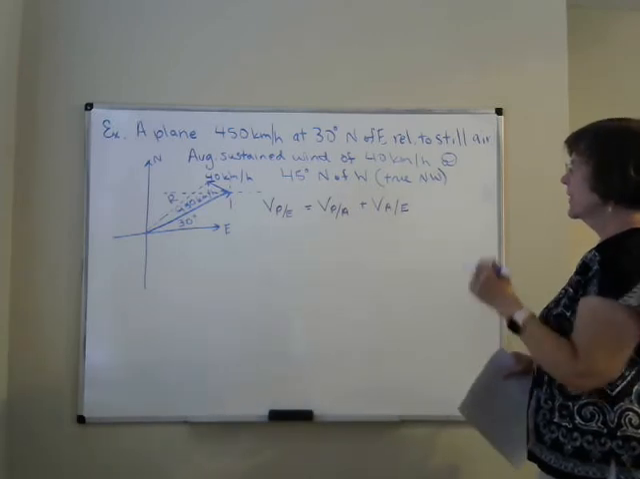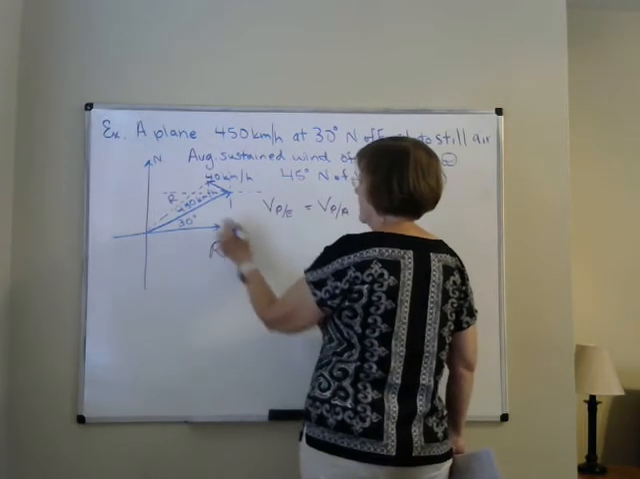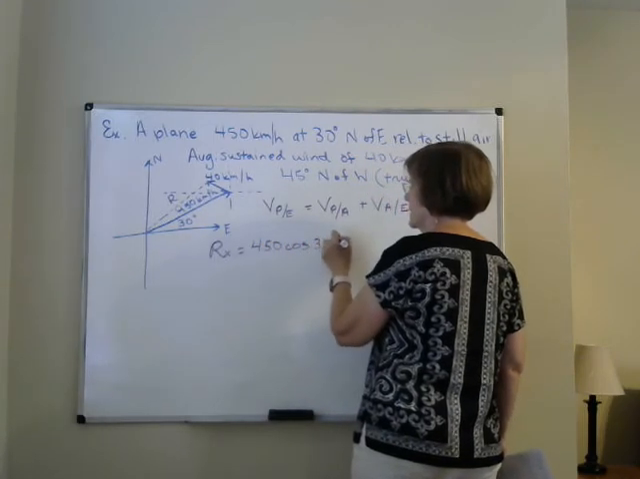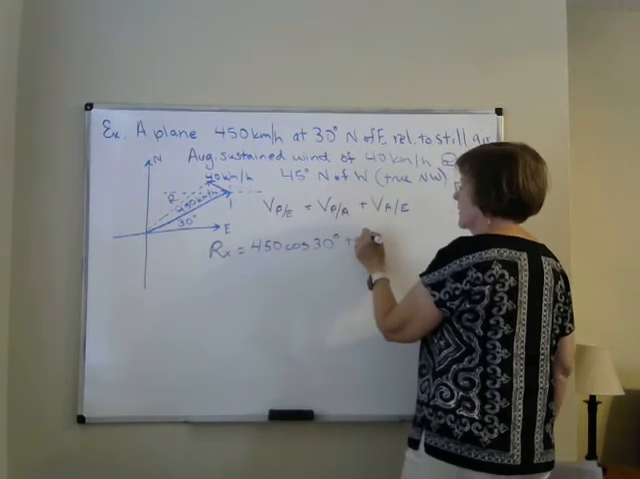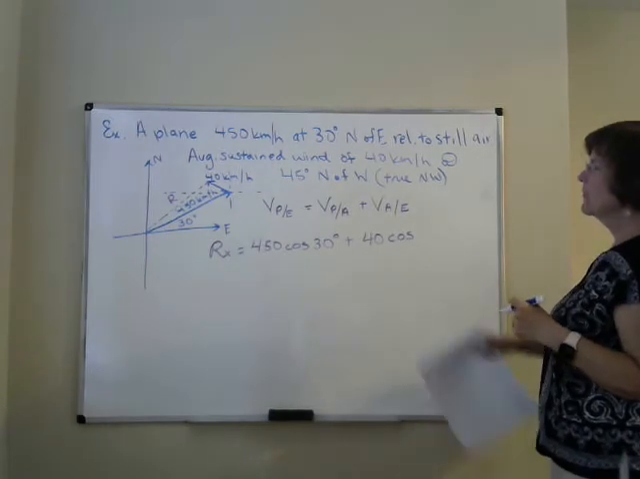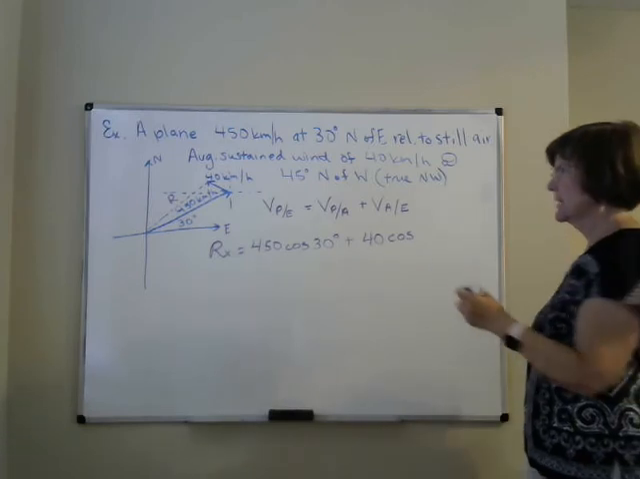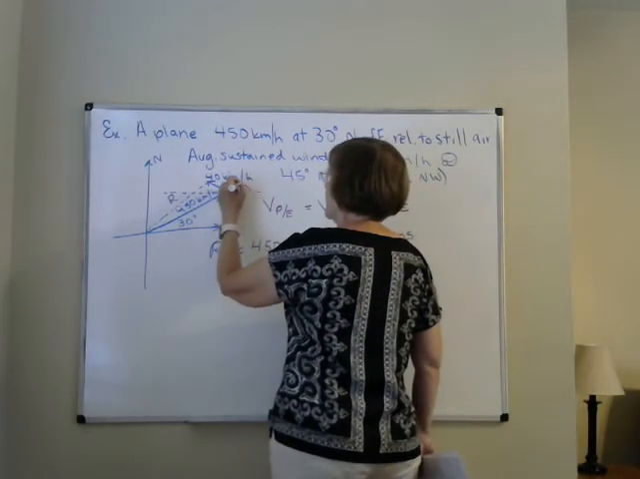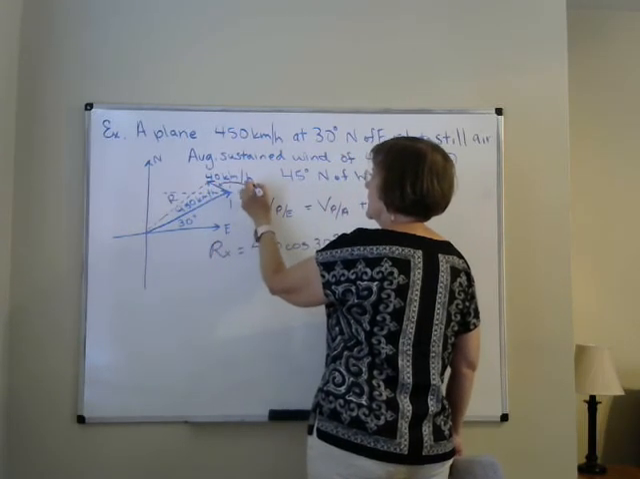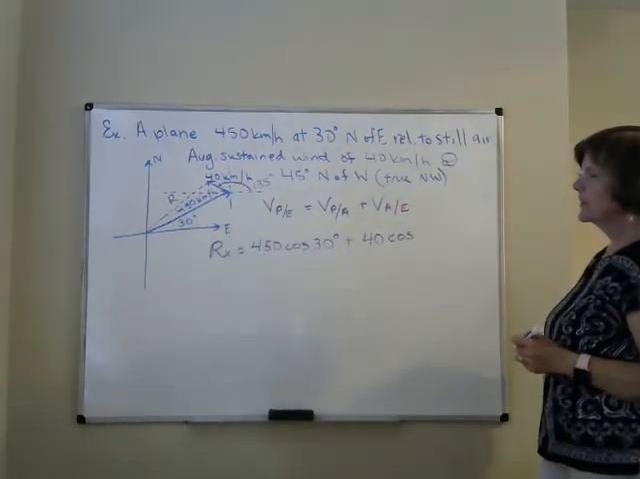I'd say the x component is going to be 450 cosine 30 degrees plus 40 kilometers cosine, and I need to know what angle 45 degrees north of west is if I measure it from the positive x-axis. Well, if I go from here to here, that's going to be 90 plus 45, which is 135 degrees. I hope you can see that.